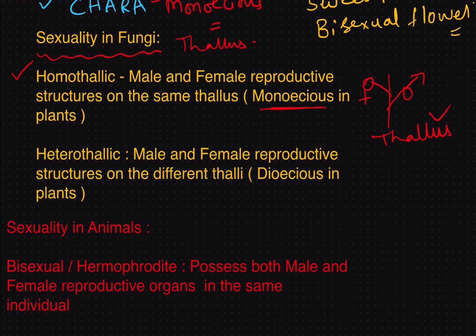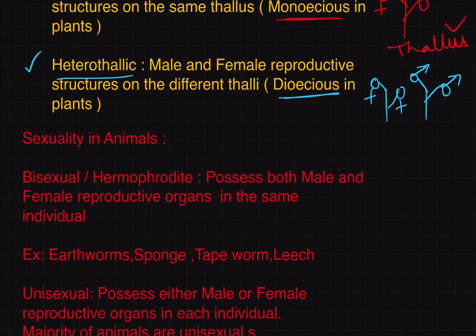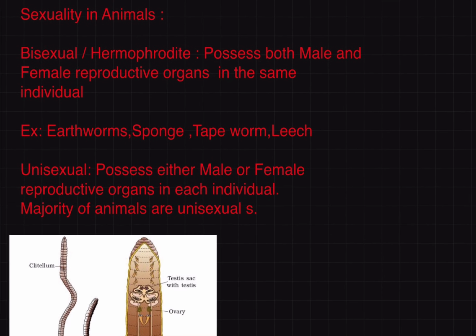Now, coming to the heterothallic condition. In this condition, the fungi will have two different thalli. One will exclusively produce the female reproductive structures and the second thallus will exclusively produce male reproductive structures. So, the monoecious condition of plants is equal to the homothallic condition of fungi, and the dioecious condition of plants is equal to the heterothallic condition of fungi. Now, let us talk a bit about sexuality in animals.